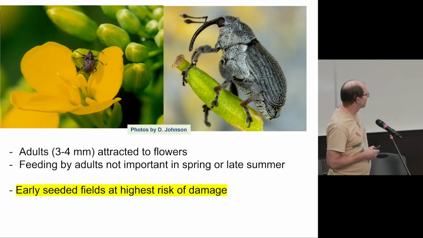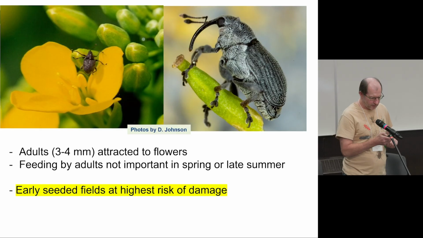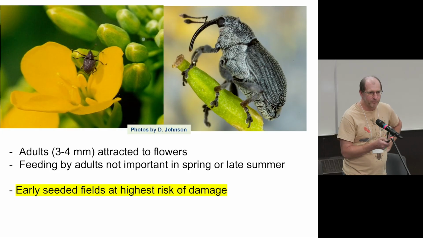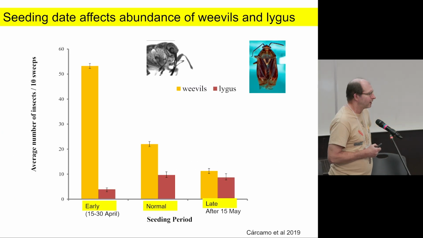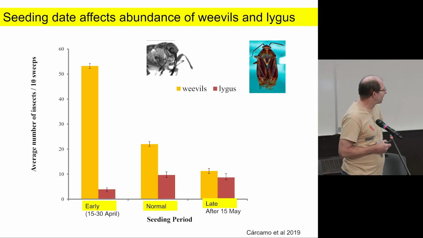I mentioned earlier how they really like yellow, and they will often go to the earliest flowering fields. As a result, if you want to do something to lower your risk, don't seed as early as your neighbors. Let them seed first. They will get more seedpod weevils than you will. And there's actually been a good study to back this up. This was done by Hector Carcamo several years ago in Alberta.